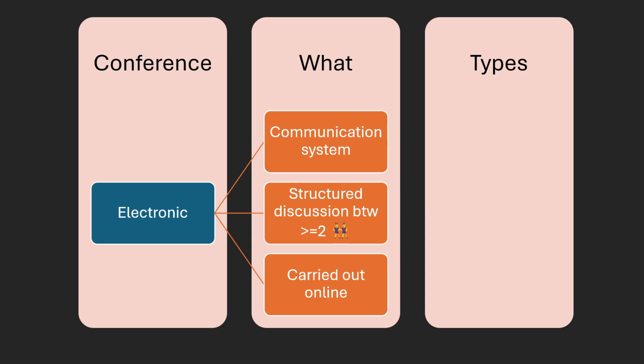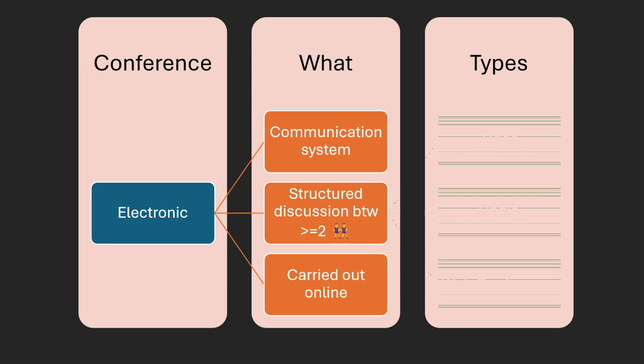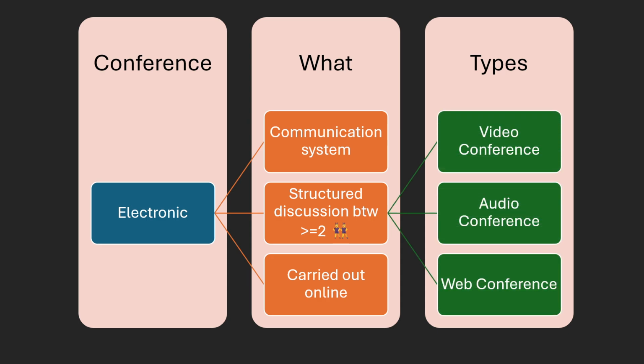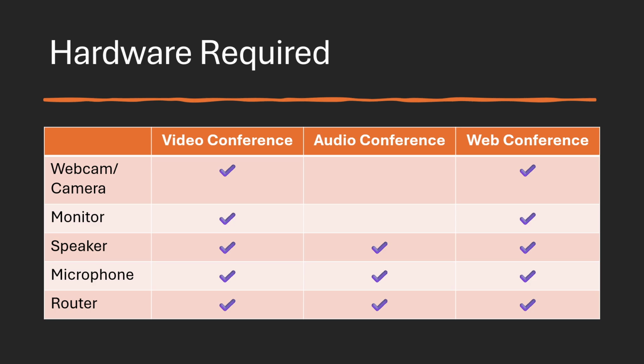Basically, it's a communication system to conduct a structured discussion. This is not about the casual video calls that you do with your friends, okay? This is a structured discussion which is carried out online. There are three types of electronic conferences: video conference, audio, and web. We're going to go into each conference in detail later on.